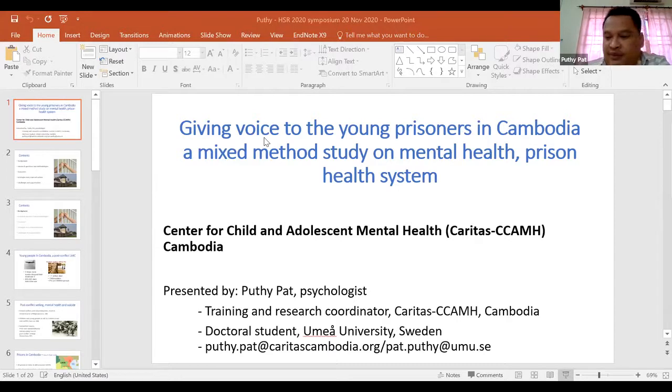We see in Cambodian prisons there are no mental health services, and mental health problems have been neglected for many years. So in order to give the chance for the young prisoners to express their mental health needs, we as a research team have formed 2 types of research objectives. First one is to estimate the mental health problems among young prisoners. Young prisoners here, we refer to those between 15 to 24 years.